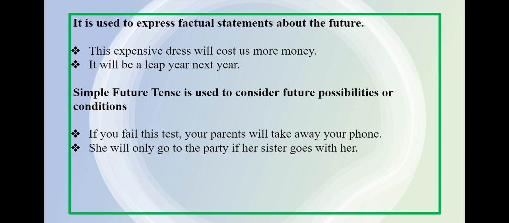Now, simple future is also used to express factual statements about the future. This expensive dress will cost us more money. So it is very obvious that if the dress is expensive, it will cost you more money. Factual statements. It will be a leap year next year. We use simple future tense to consider future possibilities or conditions. Like if you fail this test, your parents will take away your phone. So here we are talking about future possibilities or conditions: if you don't study, your parents will take away the phone. She will only go to the party if her sister goes with her.